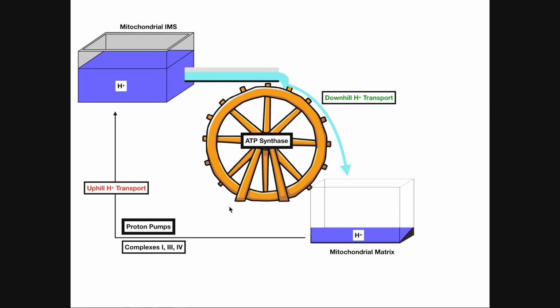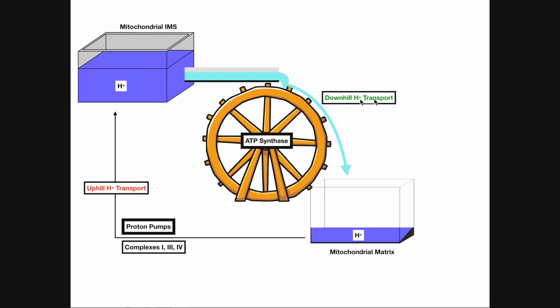Okay? Now, these complexes, in particular 1, 3, and 4, not 2, we'll talk about why that is in a minute, they're called proton pumps. And what they're going to do is they're going to pump protons from the mitochondrial matrix into the inner membrane space. Okay? That's an active transport. They're not using ATP to do it. They're actually using electrons from NADH and FADH2. But we'll talk about that later on. These complexes, 1, 3, and 4, are pumping protons from the matrix into the inner membrane space. That's an uphill or active transport.